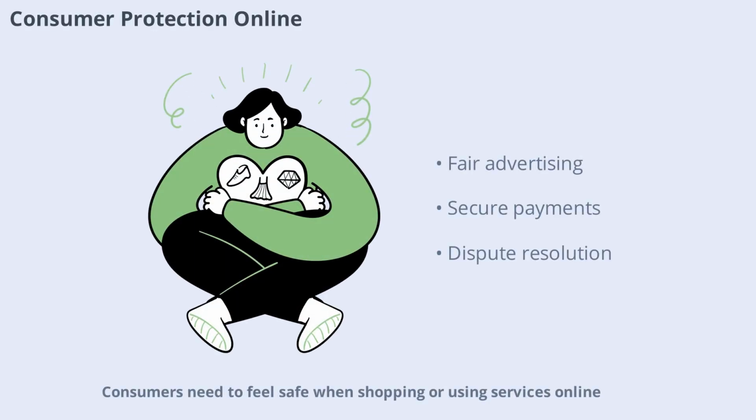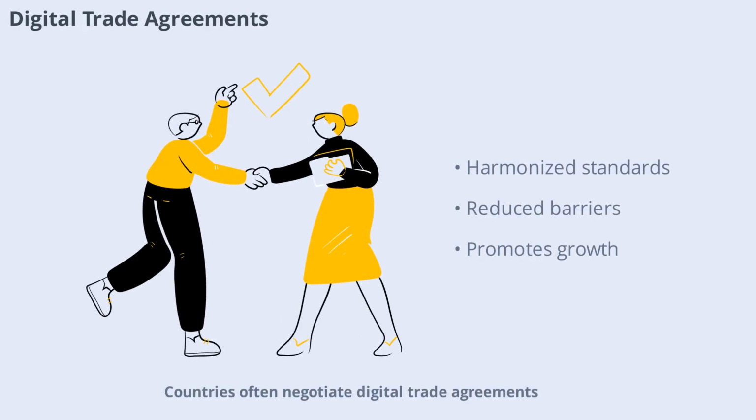Consumers need to feel safe when shopping or using services online. Digital trade policies set rules for fair advertising, secure payments, and dispute resolution. These protections help build confidence in digital markets, making it easier for people to participate in global trade from the comfort of their homes. Countries often negotiate digital trade agreements to set common rules and standards.